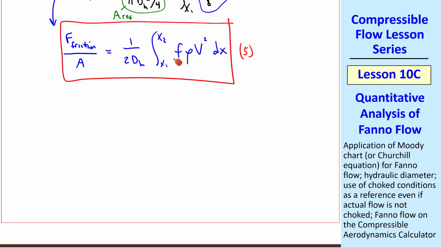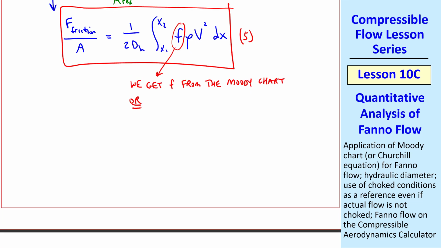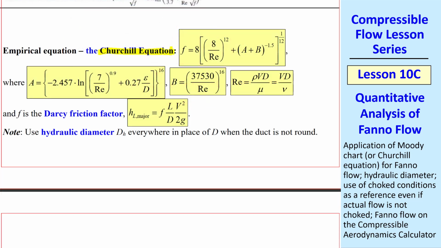Well, it still remains that we need to find f, the Darcy friction factor. So we get f from the famous Moody chart, or there's actually a nice equation called the Churchill equation, which we can use in place of the Moody chart and not have to read off the Moody chart. Here I show the empirical equation called the Churchill equation that we'll actually use in this course to calculate f so that we don't have to read off the Moody chart. And this is how you may remember the Darcy friction factor. But don't confuse this H with specific enthalpy.